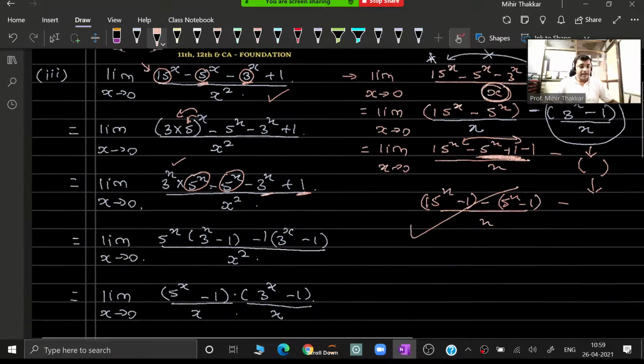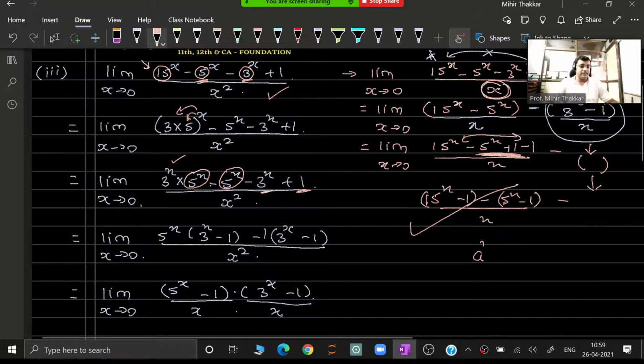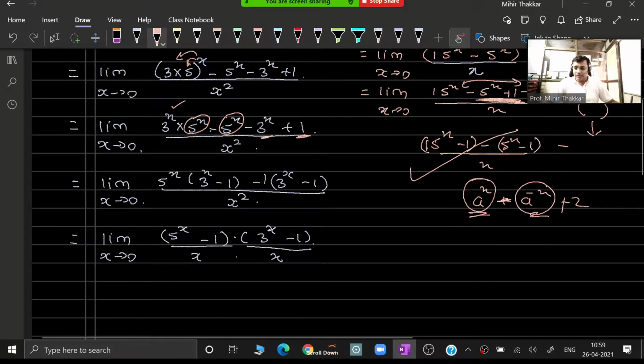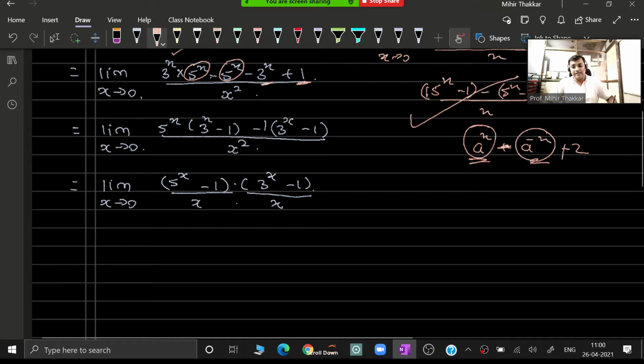Whereas if you come across a question like this, a raised to x plus a raised to minus x and minus 2, or probably this can be negative and this can be positive as per the question. If these both are the same numbers, remember that you will be able to adjust the square of that number in the numerator. Okay. So now guys, this is completely adjusted as per our requirement.